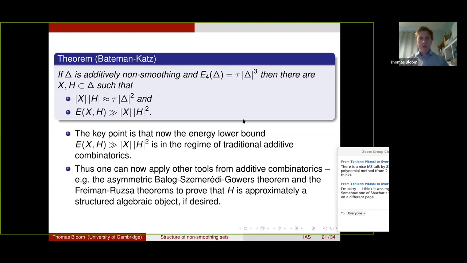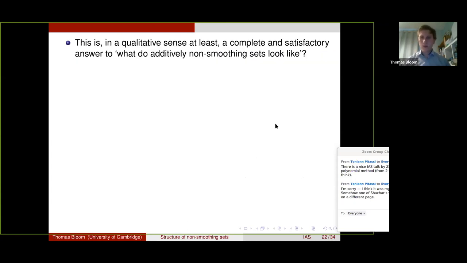But it's this bridge from very small energy to almost constant energy, almost the best possible energy, that's the significant part here. So this is in a sense a complete answer to what the additively non-smoothing sets look like, right? I gave examples, and there's the Bateman-Katz structural theorem, which says that these are the only examples in a qualitative sense.